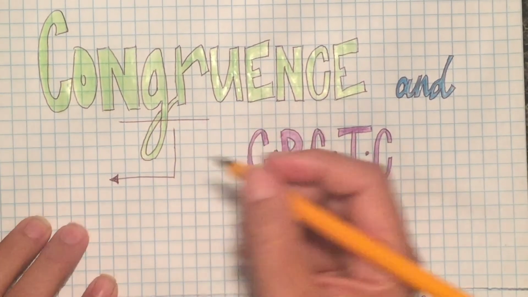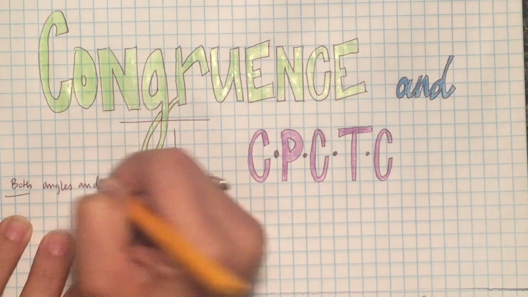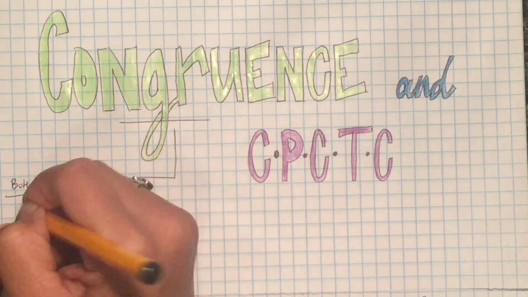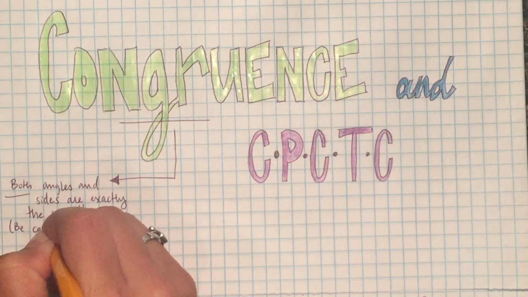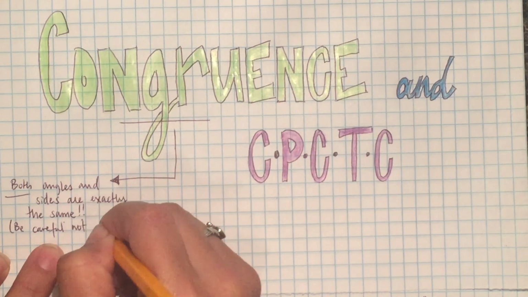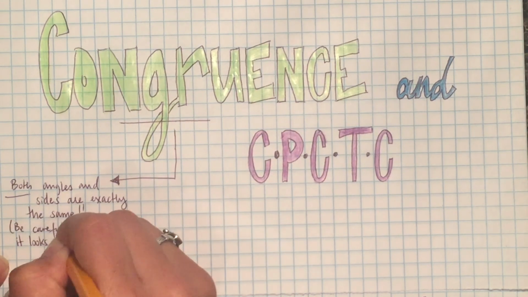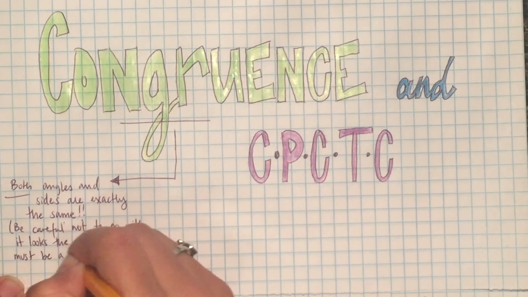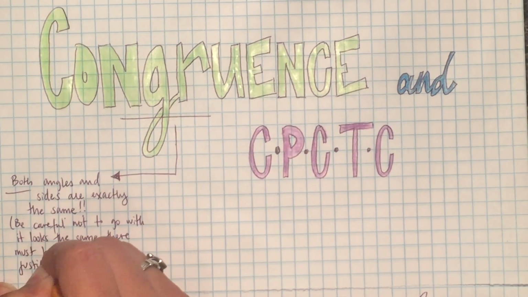Both the angles and the sides are exactly the same. Alright, so be careful not to go with it looks the same. There must be a mark or justifiable reason to place a mark. So they're going to try and confuse you. So again, don't just say it's congruent because it looks the same. No, there has to be marks or a justifiable reason as to why you can put a mark.